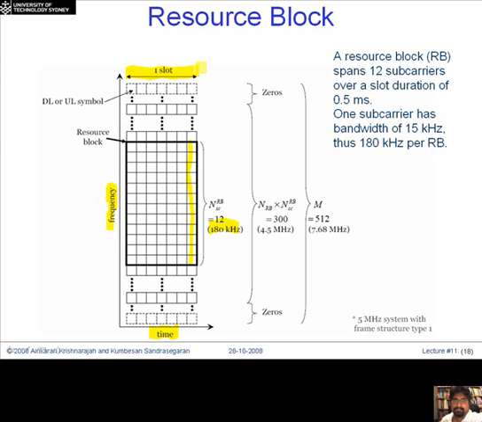So the resource block is a block that is allocated to a user. Okay, so a user gets multiple subcarriers for one time slot, and in that they can transmit across those various subcarriers.